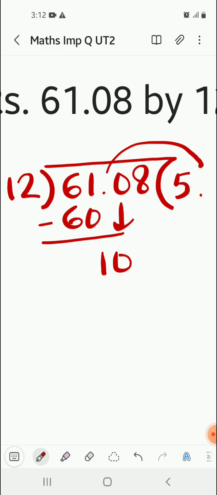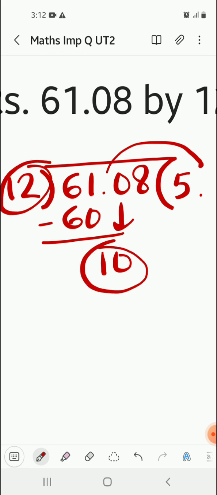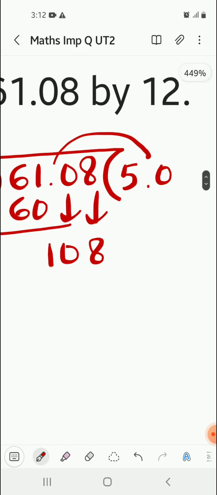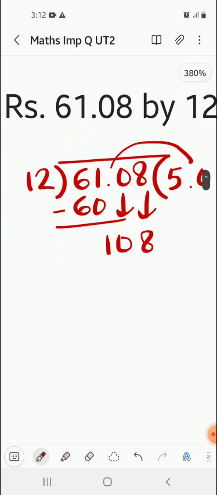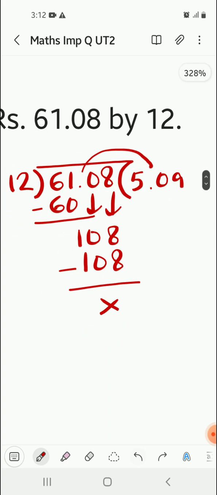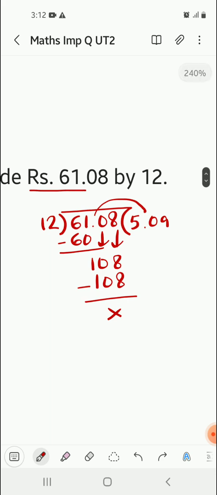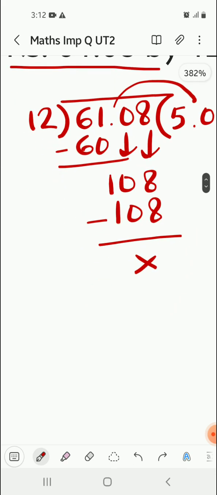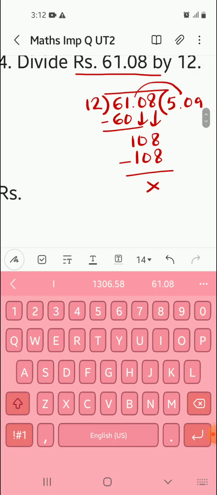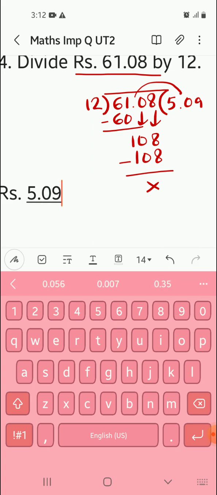Next number 0. Now 12 is greater than 10, so we have to also take this 8 here, for which we have to add a 0 here. Now we have got 108. We know 12 into 9 is 108, so our answer becomes 5.09. See, it was given in the question that it is rupees 61.08, that is 61 rupees 8 paise. So the answer will also be in rupees as well. So my answer is rupees 5.09. That's it.